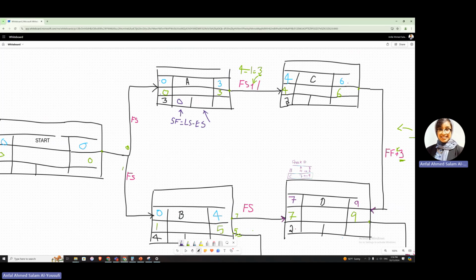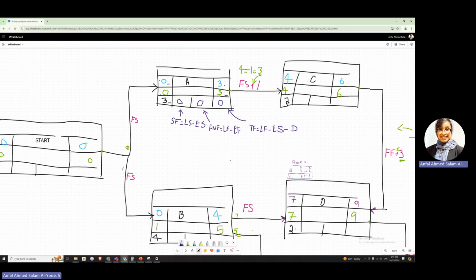Here we're going to do the finish float, which is basically your late finish minus early finish. Late finish, that is 3, minus early finish, that is a 3. It would give you a 0. Finally, we have the total float. Again, I'm giving you a recap. It is late finish, which is in this case this 3, minus early start, which is this number in here, minus the duration, which is this number in here. So 3 minus 0 minus 3, that would give you a 0.